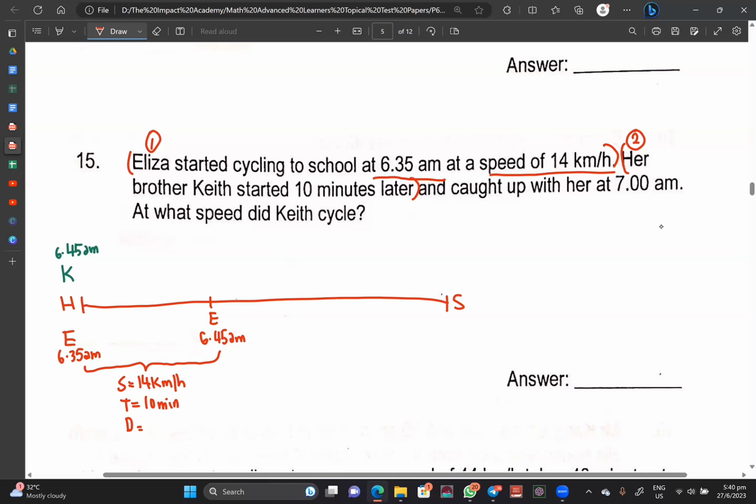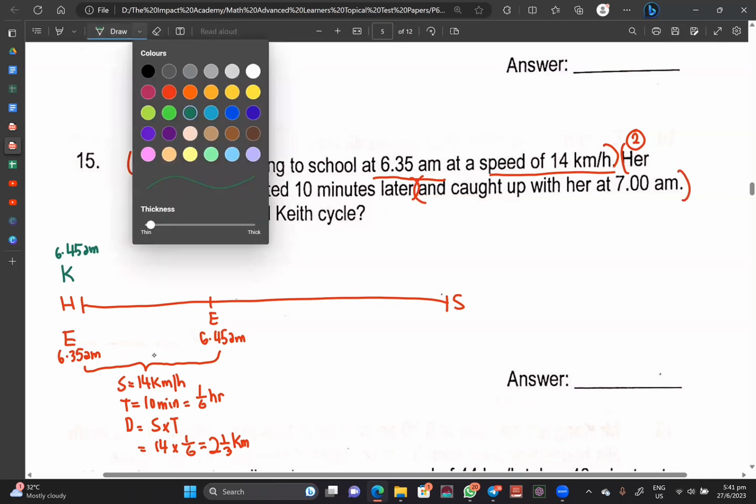Since this is in minutes and this is in hours, we want to change 10 minutes to 1/6 hours. Make sense? So the distance will be S times T. S is 14 times T, which is 1/6. So 14 times 1/6, the distance from this point to this point is 2 1/3 kilometers. This is the distance that Eliza has traveled. So we go on and we realize that they caught up at what time? At 7 a.m.